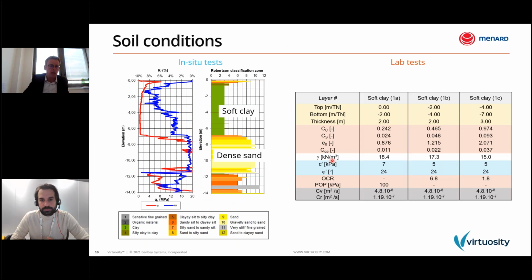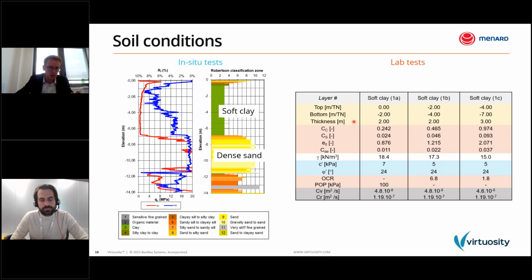So let's have a look at the soil conditions. On the left, you can see a cone penetration test, so a CPT, with the tip resistance here in red. On the right, the table summarizes all the lab tests, and you have all the compression values and consolidation parameters which are given.